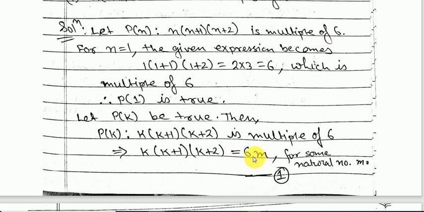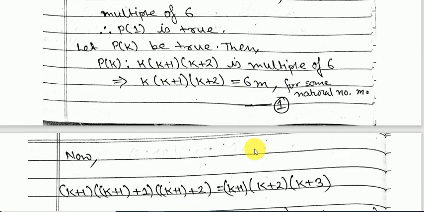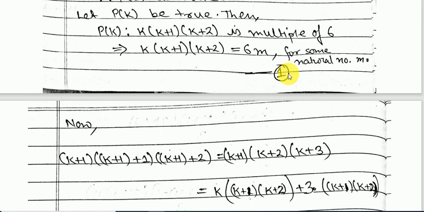Okay, where m is some natural number. Like if I say 42 is a multiple of 6, that means 6 into 7. Yes, I can write 42 is equal to 6 into 7. So in the same way, if I'm saying this is a multiple of 6, that means this is equal to 6 into m. Here m is some natural number. Yes, now give this equation 1.